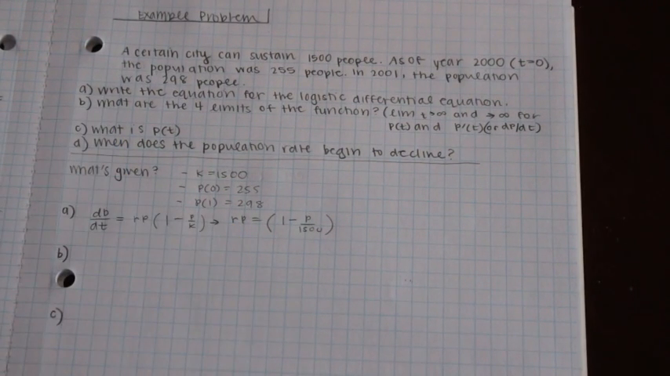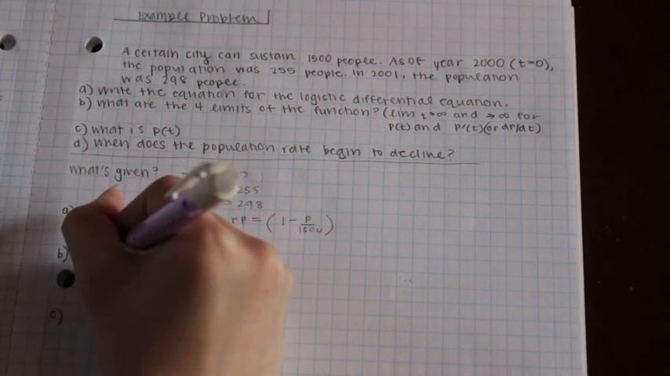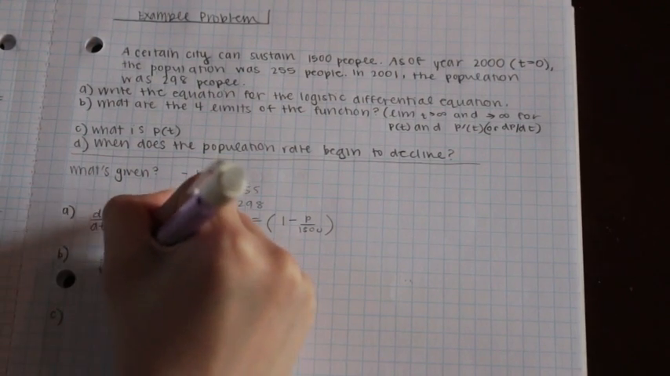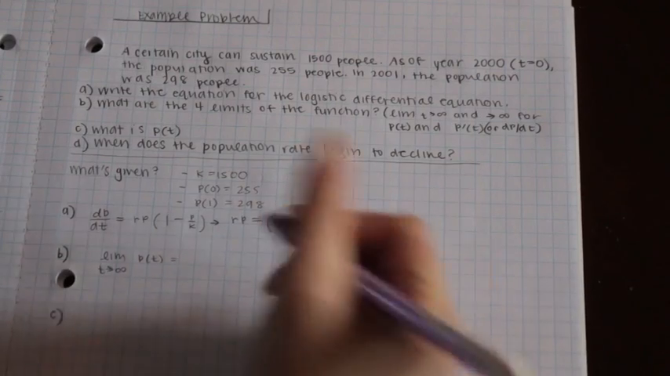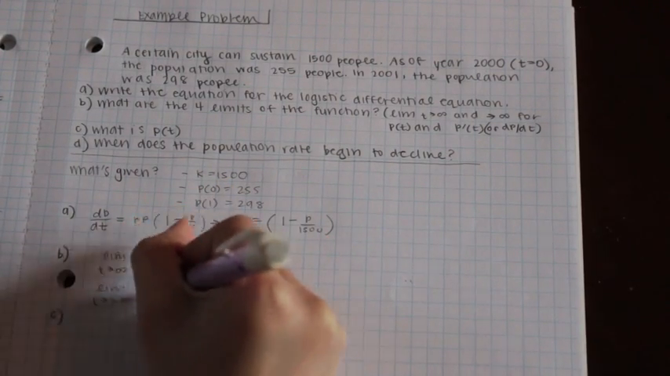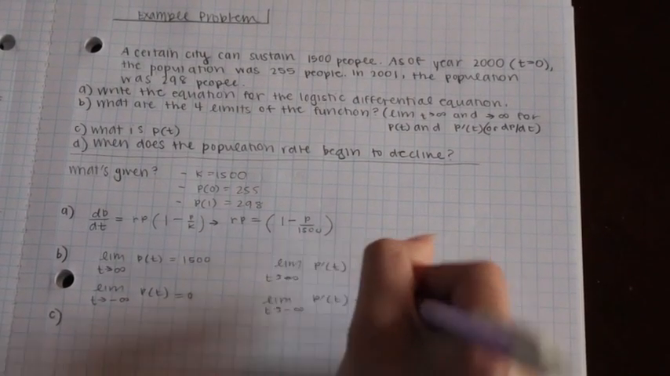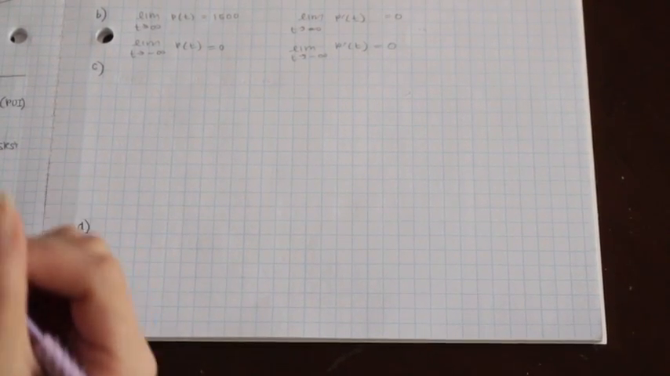Part B, it wants to know the 4 limits of the function. So we just did that, and we know that everything is equal to 0 except for the limit as t approaches infinity of p of t. So we have the limit as t approaches infinity of p of t, and that's equal to our k value, which we already know, so we know that's 1,500. And then everything else is equal to 0.